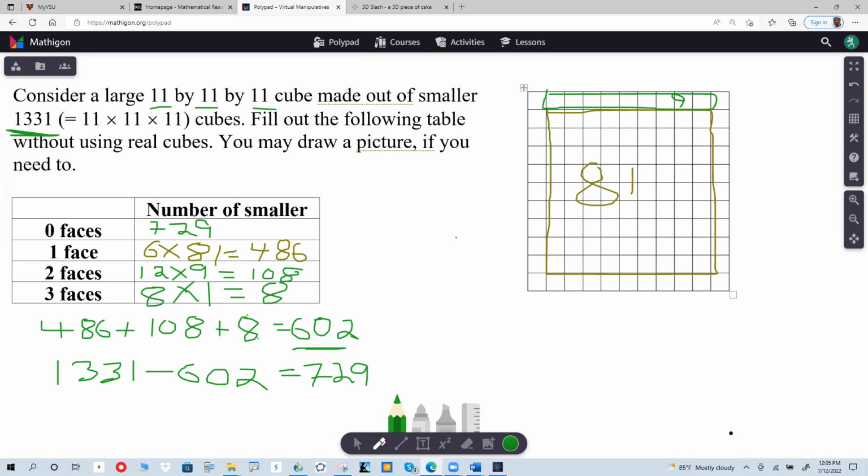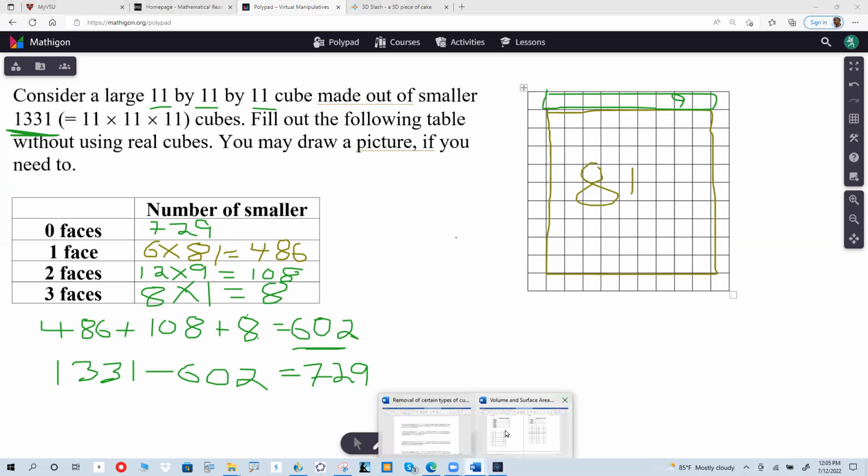So let me develop a formula. If it's n, how does that look? All right, so let's do one, and I'm not going to draw a picture for this one.